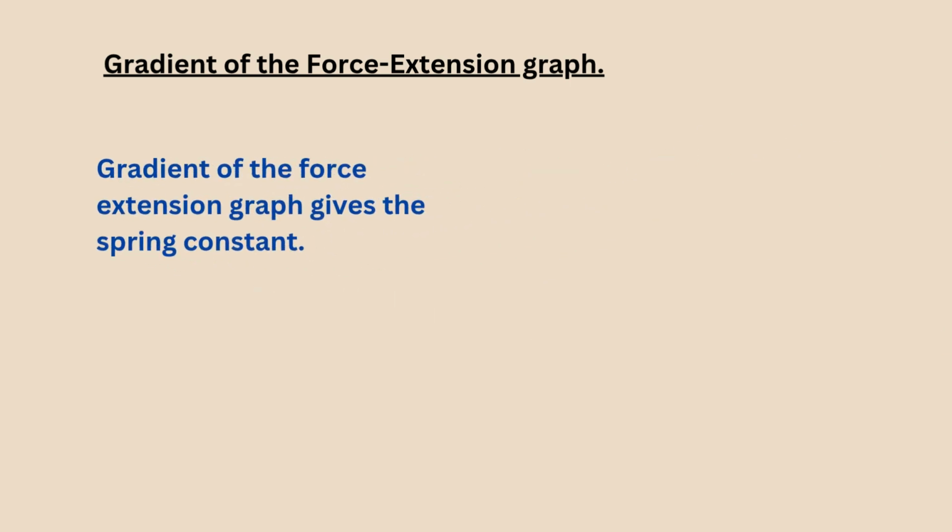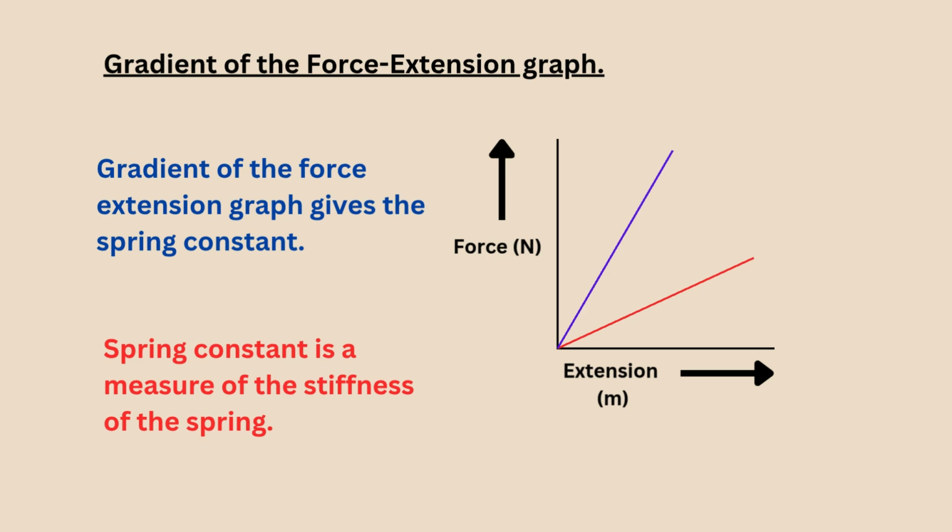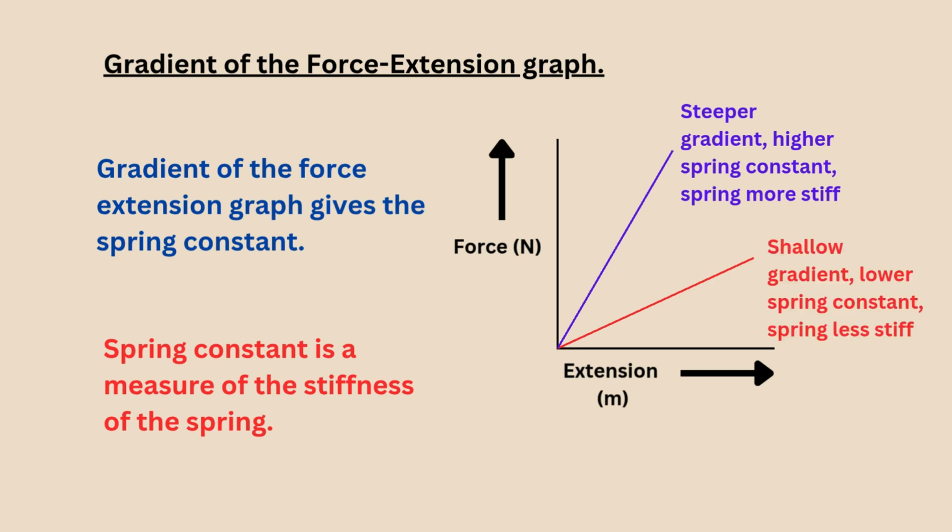The gradient of a force extension graph will give the spring constant, and the spring constant is a measure of the stiffness of the spring. So if we look at this graph here, the force extension with two lines, the purple line has a steeper gradient, so it's got a higher spring constant and therefore the spring will be more stiff, whilst the red line has got a shallower gradient, lower spring constant, and so the spring is less stiff.